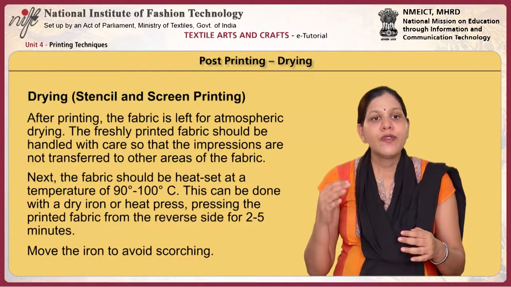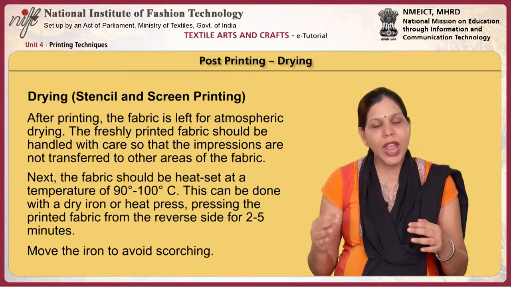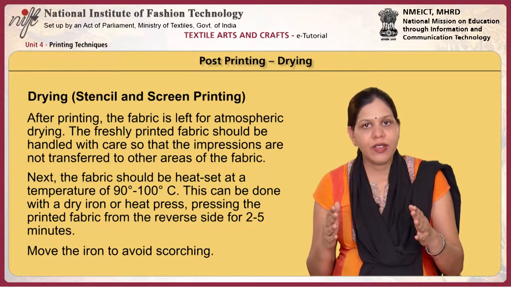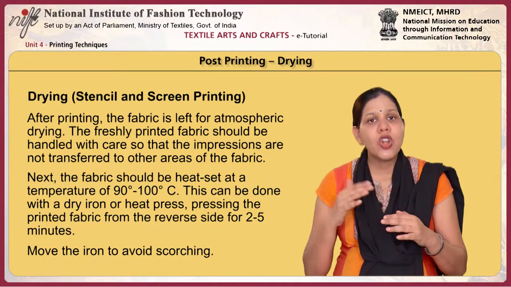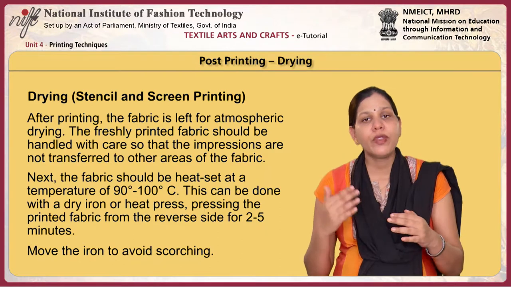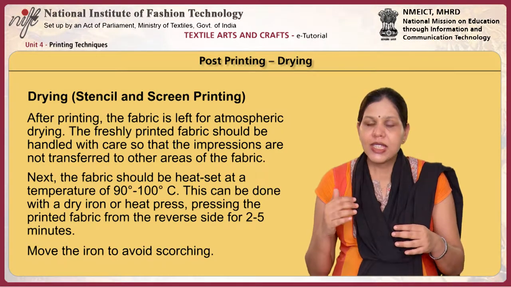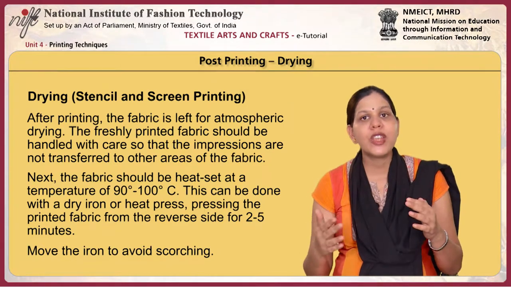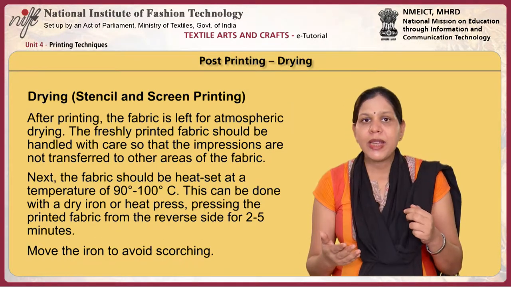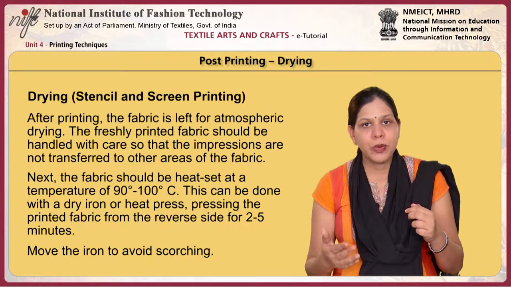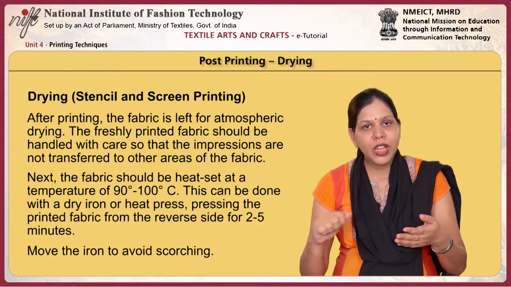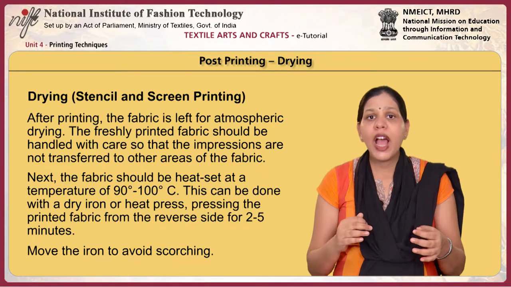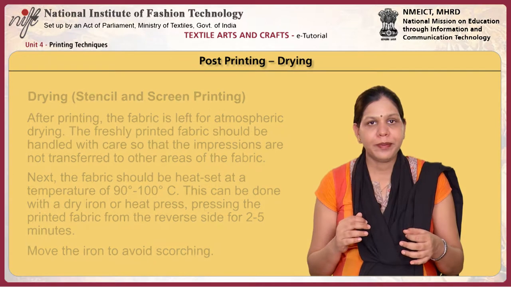After printing, the fabric is left for atmospheric drying. The freshly printed fabric should be handled with care so that the impressions are not transferred to other areas of the fabric. Next, the fabric should be heat set at a temperature of 90 to 100 degrees Celsius. This can be done with a dry iron or heat press, pressing the printed fabric from the reverse side for 2 to 5 minutes. Move the iron to avoid scorching.